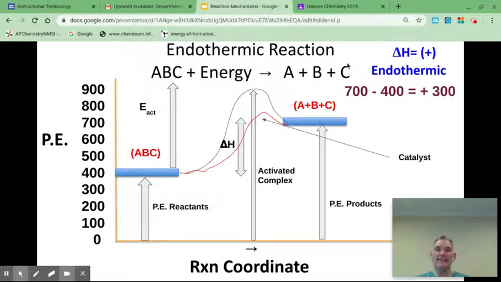So that's our example of an endothermic reaction. So now I'm going to walk through an exothermic reaction, and then as always, you'll have your worksheet to do at the end. All right? Now, if you know what an endothermic reaction looks like, an exothermic reaction is going to be similar with one key difference. So let's take a look at it.